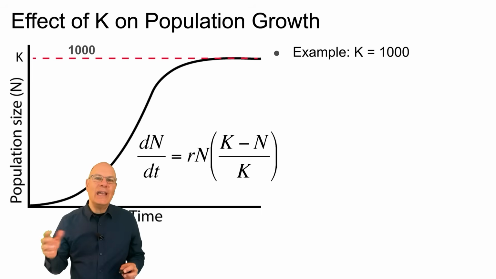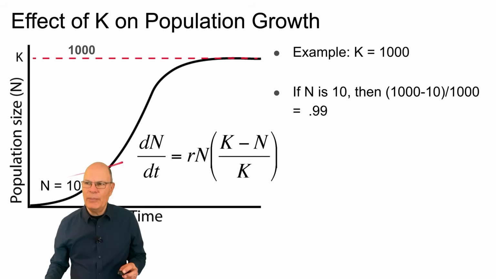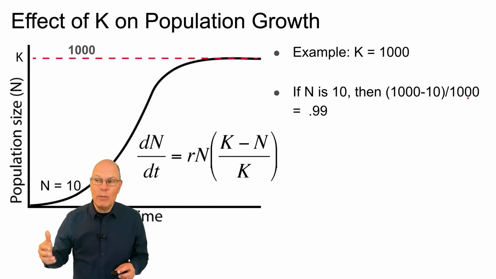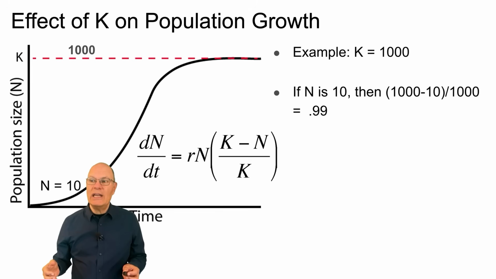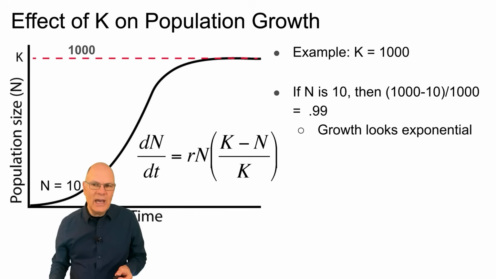Let's plug some numbers into this logistic growth formula and see how it actually works. In this example, K equals 1,000. That's our carrying capacity over here. But let's say that our population is 10. If N is 10, if that's our population size, then K minus N over K is 1,000, that's K, minus N, that's our population, divided by the carrying capacity, 1,000. That's 990 divided by 1,000, that's 0.99. Growth looks exponential because whatever our rate of growth would have been, we're multiplying it times 0.99, we'll be in our exponential growth phase.